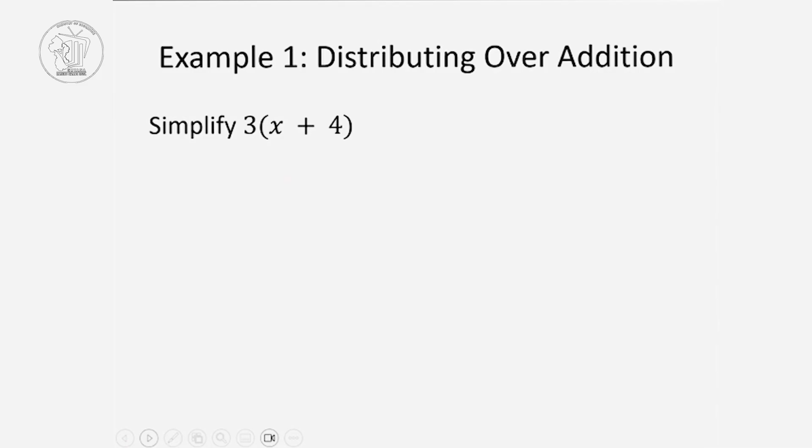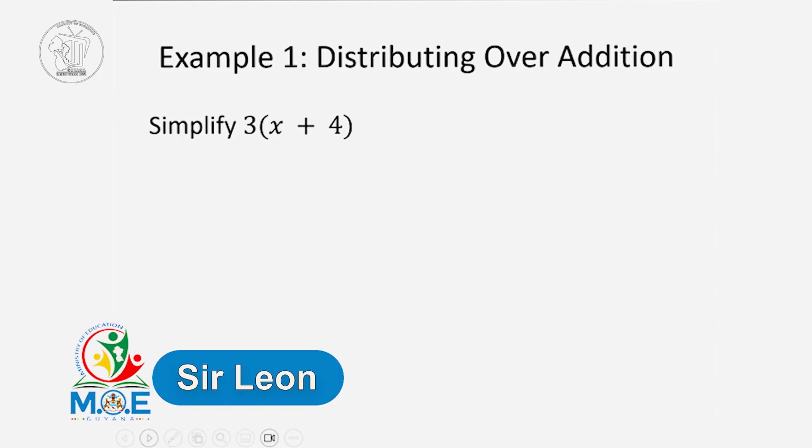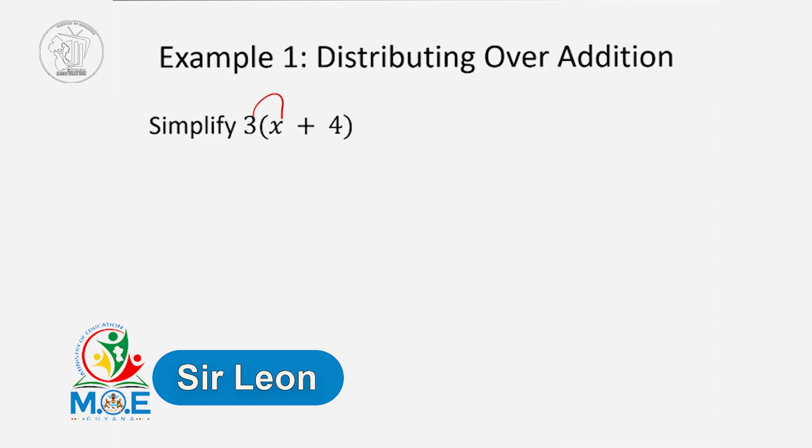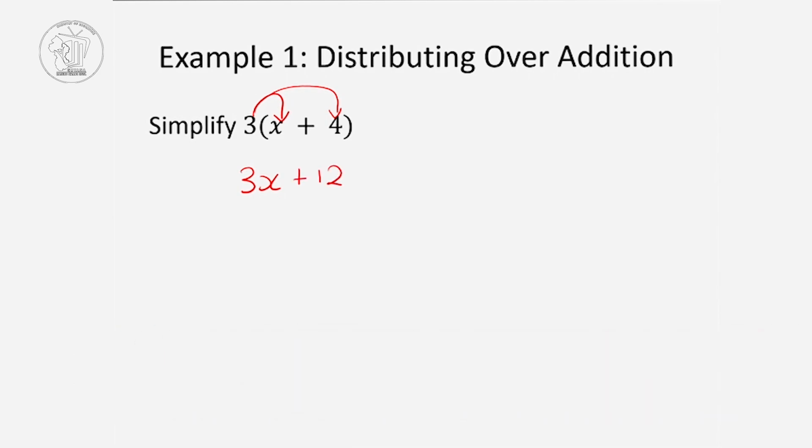So the first example says, simplify, and we have 3 open bracket, x plus 4. So we want to distribute this 3 throughout this bracket. This will be 3 multiplied by x, and that will give me 3x. And then this will be 3 multiplied by, now you can treat this 4 as a positive 4. So 3 multiplied by positive 4 will give me plus 12. And that is the answer for that question.